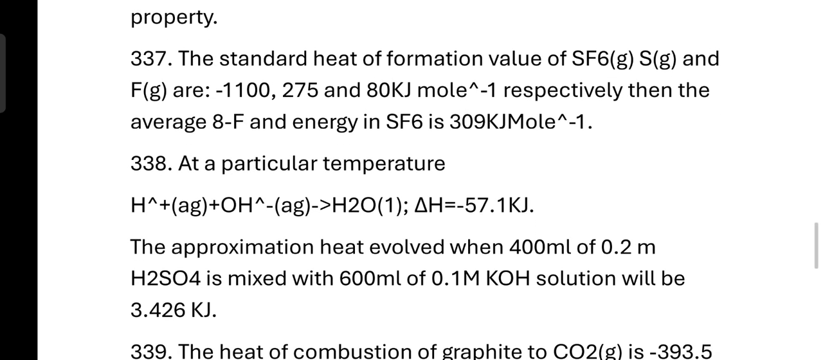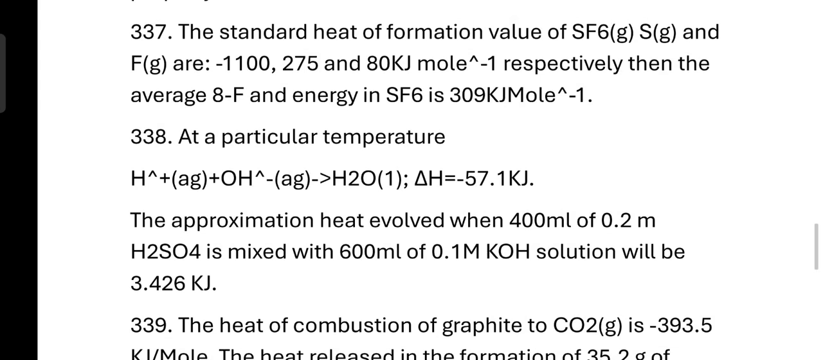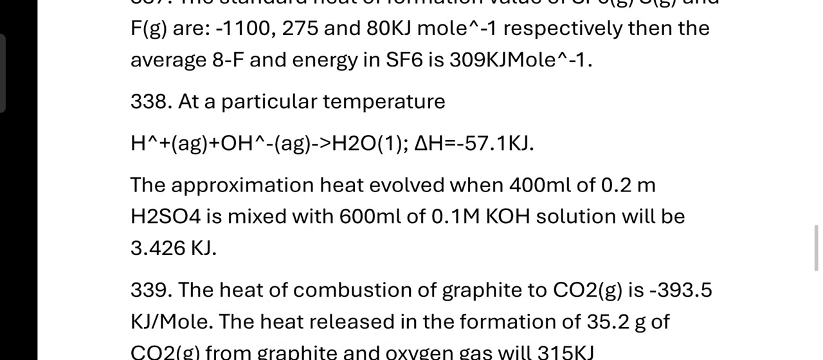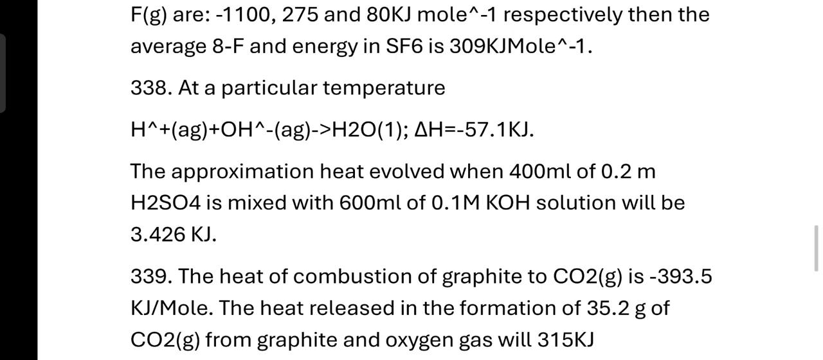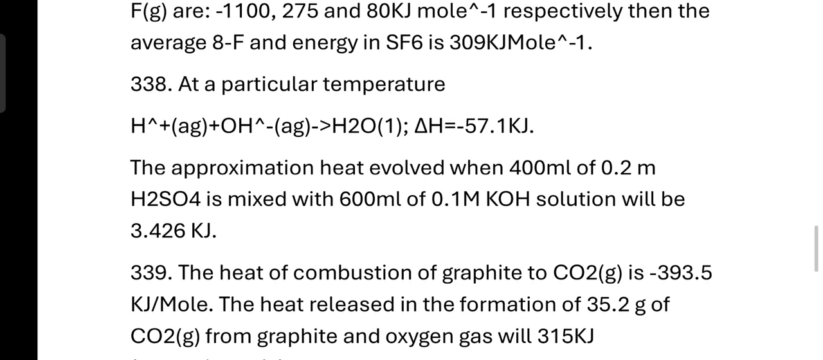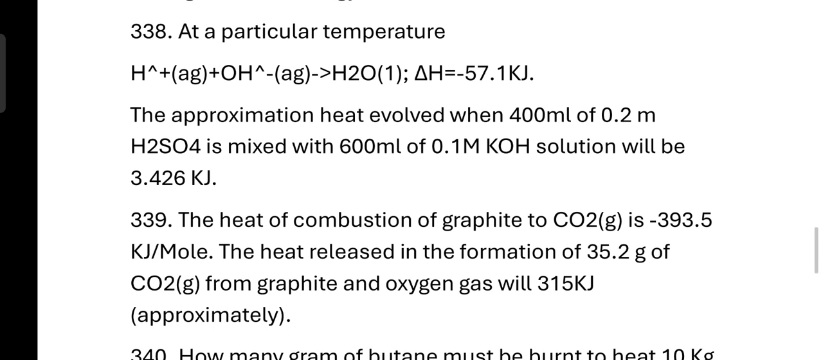The standard heat of formation values of SF6 gas, S gas and F gas are minus 1100, 275 and 80 kJ mole inverse respectively. Then the average S-F bond energy in SF6 gas is 309 kJ mole inverse at a particular temperature.